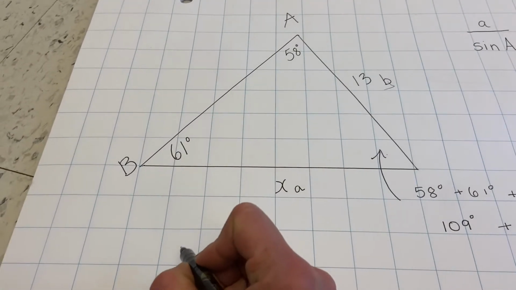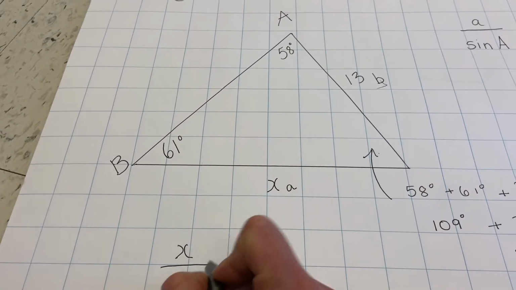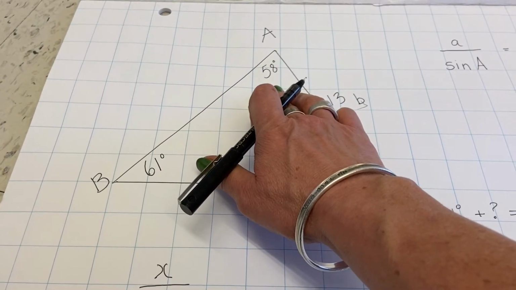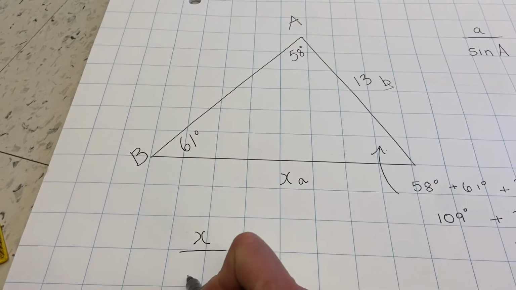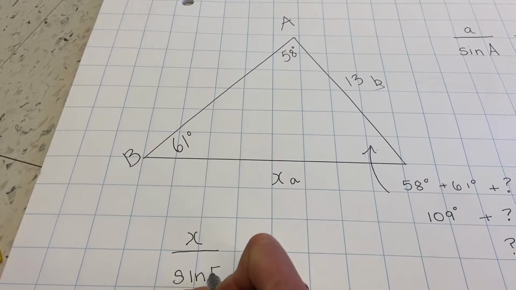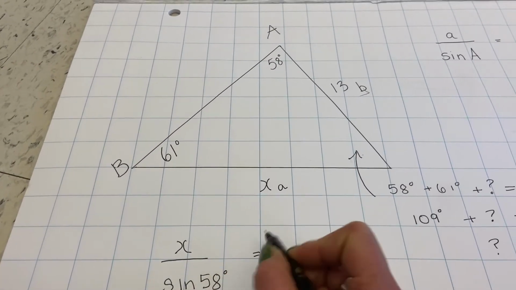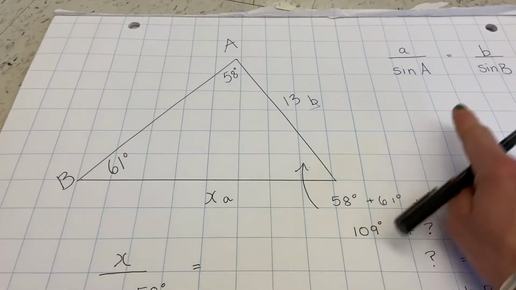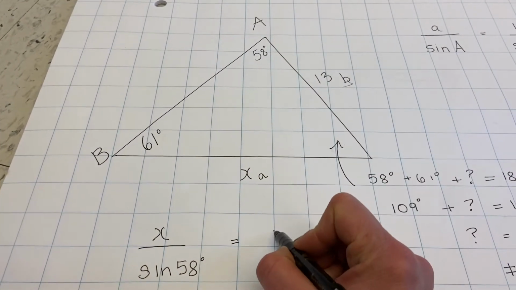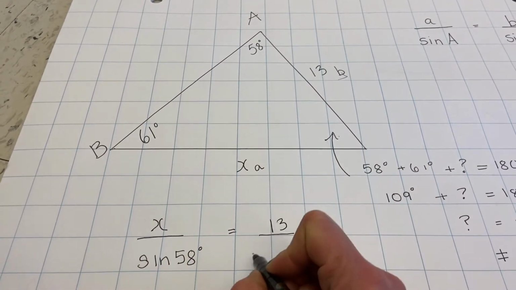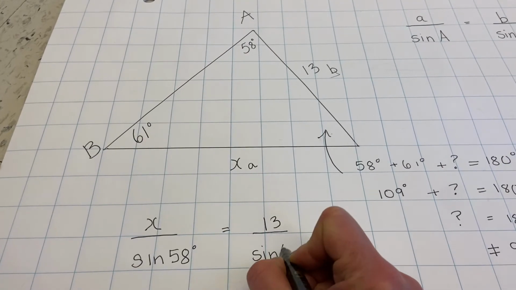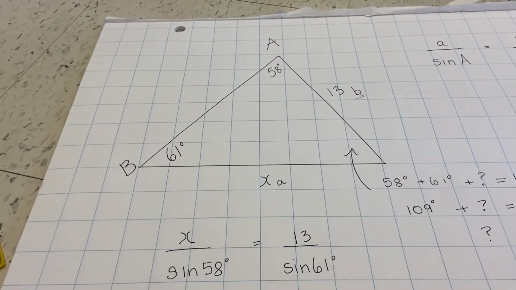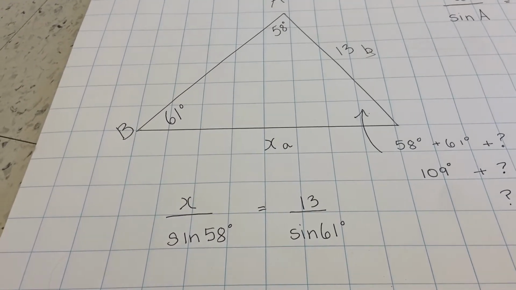Side A is x. And underneath that side, I want to do sine of the angle that's across from it. So x over sine of 58. And that equals the other fraction where I've got opposite things. So I'm going to put little b on top, so my 13 over sine of 61 degrees. And this is actually pretty simple. We know a trick that we can always use.